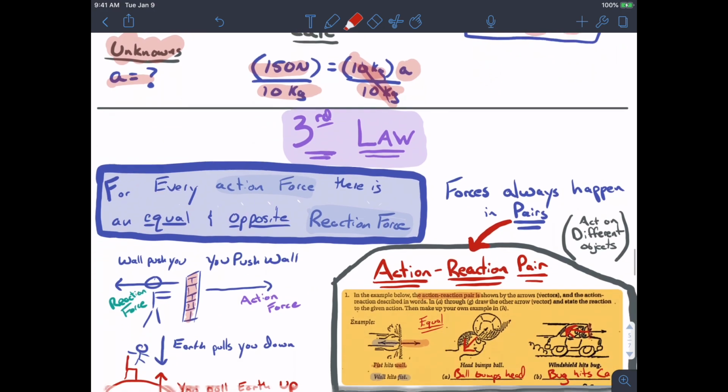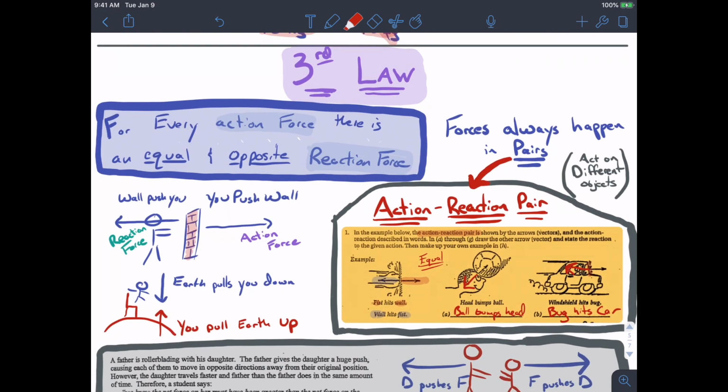Let's go to Newton's third law. A lot of students can say it, but we found that when it came to applying it, sometimes there was a bit of a disconnect. So for every action force, there's an equal and opposite reaction force. And it doesn't say sometimes, it says for every action force, there's always an equal and opposite reaction force. All right? And so what we'll often say here is that forces always happen in pairs. You can't have one force without another reaction force.